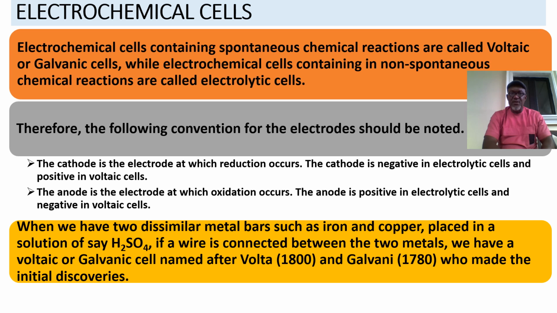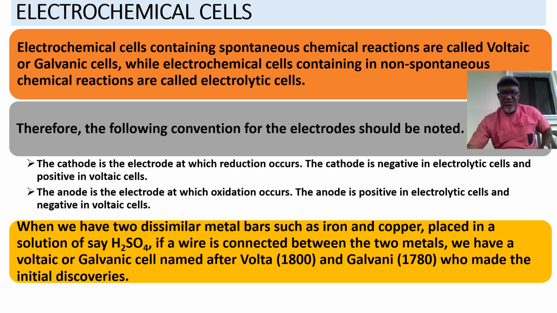Now in this electrochemical cell, there will be spontaneous chemical reactions, and they are called voltaic or galvanic cells. Remember when we talked about Volta and Galvani, when we talked about the voltaic pile, and then talked about animal electricity, that is galvanism, because of these two gentlemen who first worked on this. Therefore, the following convention for the electrodes should be noted.